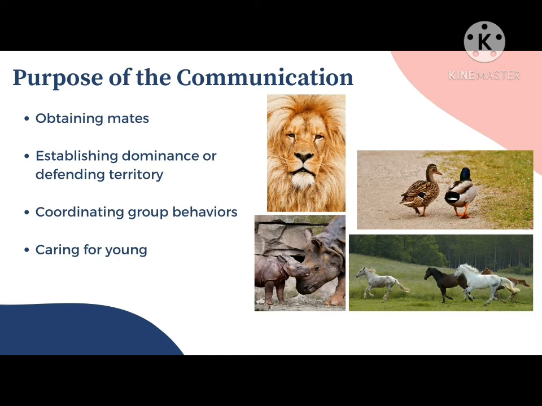The third one is to coordinate group behaviors. In social species, communication is the key in coordinating the activities of the group, for example, in food acquisition and defense, and to maintain group cohesion. The last one is to care for the young. Among species that provide parental care to offspring, communication coordinates parent and offspring behaviors to help ensure that the offspring will survive.